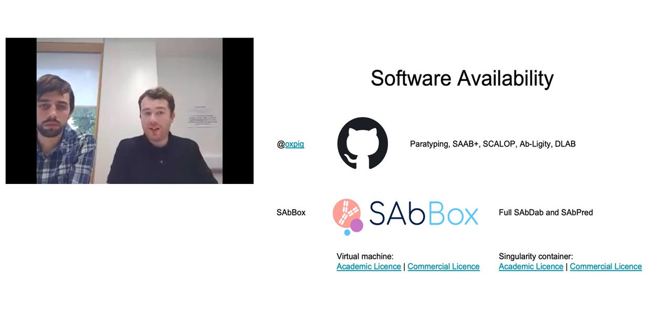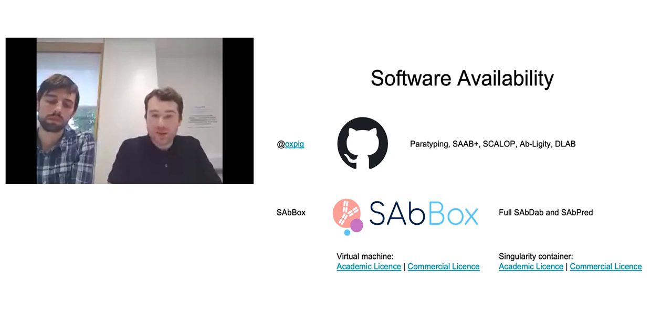So you just get hold of the container or the VM, download it, unpack it, and go and play with all the tools. There is a license fee for industrial users, but this is continually updated with any new tools, for example ABLooP. So you have continual access to all of these tools.